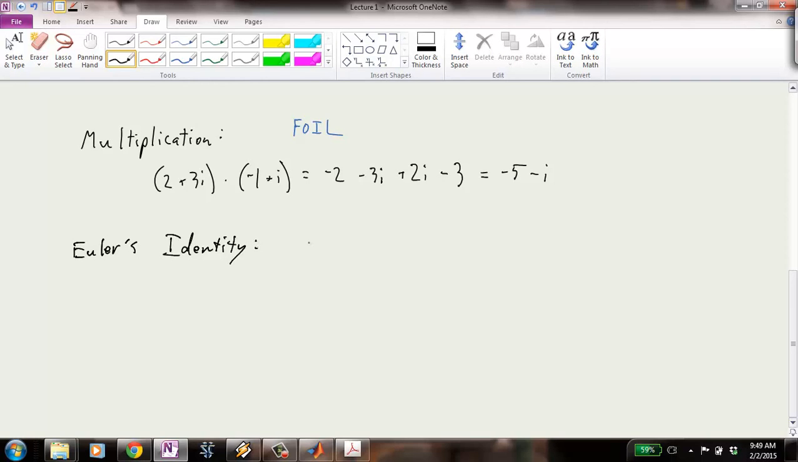Euler's identity says that e to the i t, where t is just an arbitrary variable, equals cosine of t plus i sine of t. Does anyone know how you can verify this? An easy way. Yeah, Taylor series. If you do a Taylor series expansion of left and right, you'll easily see the same. All right.